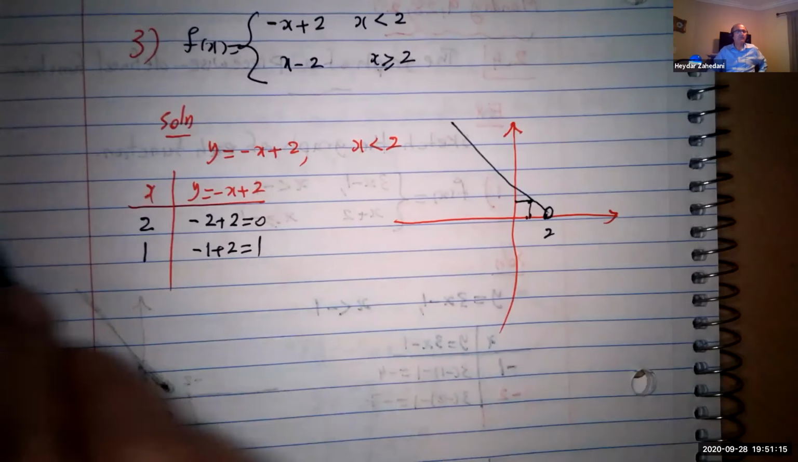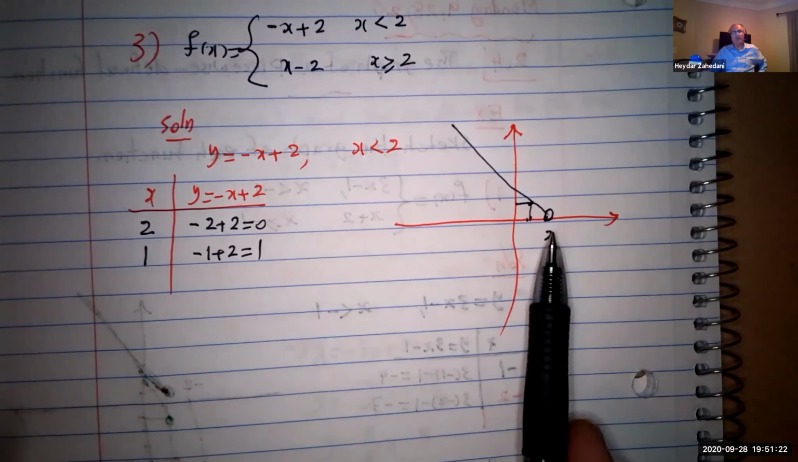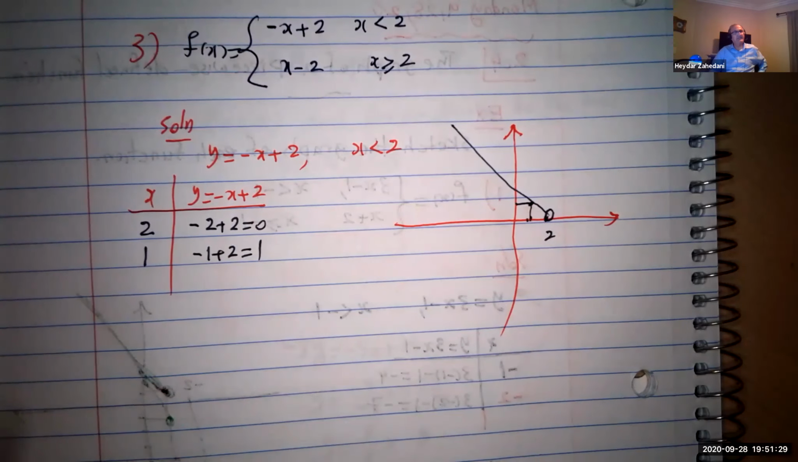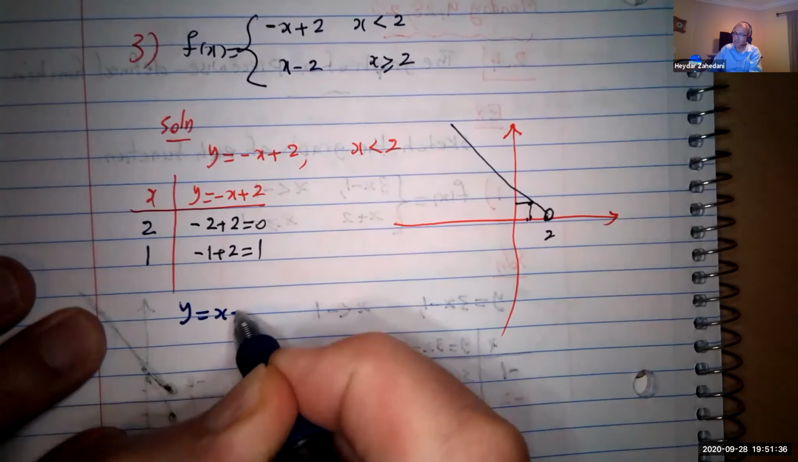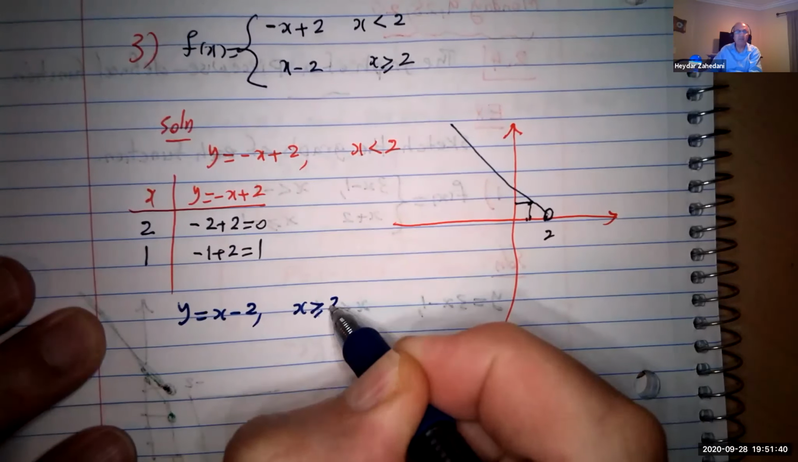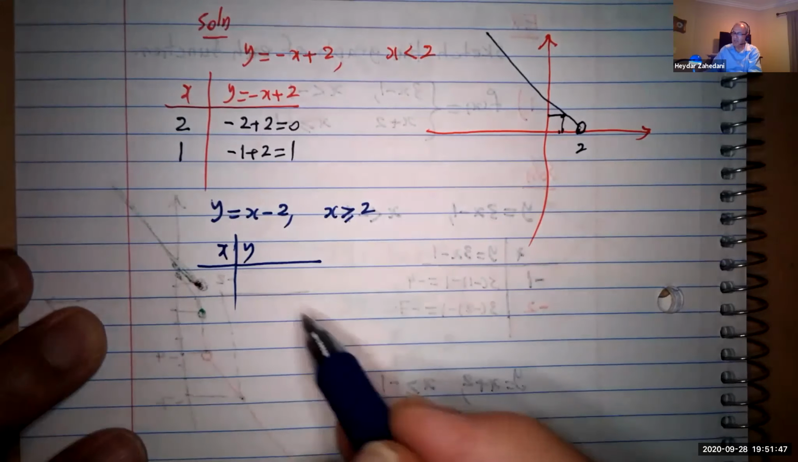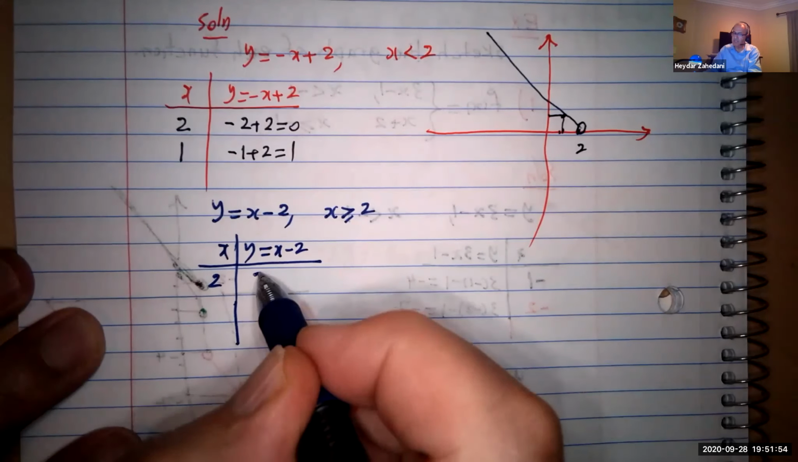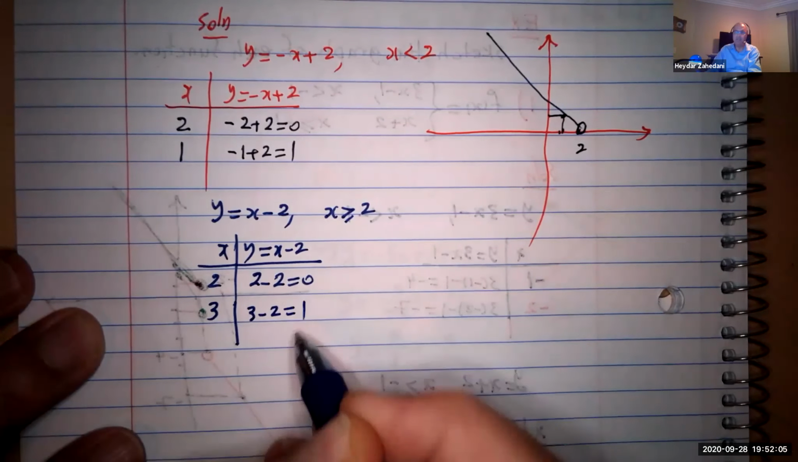x less than 2. But we give everything up to the 2. This function is not defined at x equal to 2 because there is no equality sign over here, and you identify it on the graph by making a hole here. Okay, now the second part: y equal to x minus 2 with the restriction of x from 2 up. So get some points. This is x, this is y. You start with the 2, that gives 2 minus 2, which is 0. Then something above 2, like 3. That gives 3 minus 2, which is equal to 1.